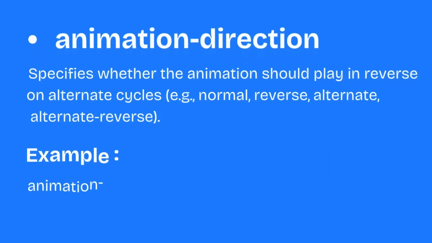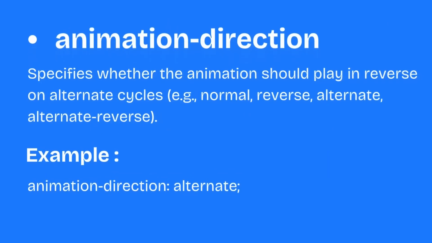Animation direction. Animation direction specifies whether the animation should play in reverse on alternate cycles. The default is normal, so as you created the animation, that's how it takes place. You can also specify reverse, meaning the animation will do the opposite, starting from 100% and working its way down to 0%. Then we have alternate and alternate reverse, which will switch between normal and reverse itself.